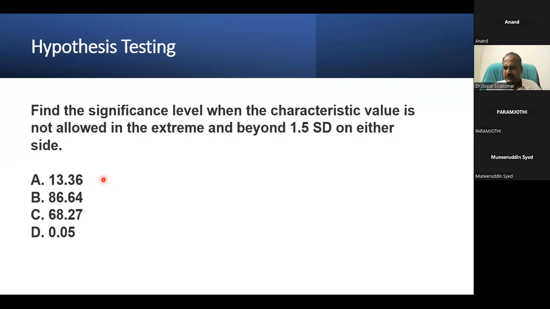What is the definition of significance? The area beyond the observed value, isn't it? The area beyond the observed value, that is called significance. So your company has clearly told that up to 1.5 standard deviation, don't worry, let it go. But beyond 1.5, it is significant. So beyond 1.5 means the white color area. But what Minitab has given is the red color area. If you want the white color area, it is 100 minus the red color area.